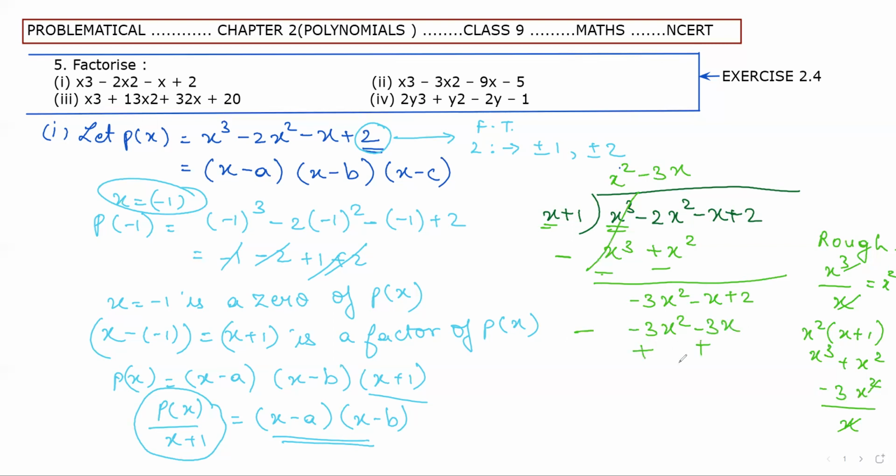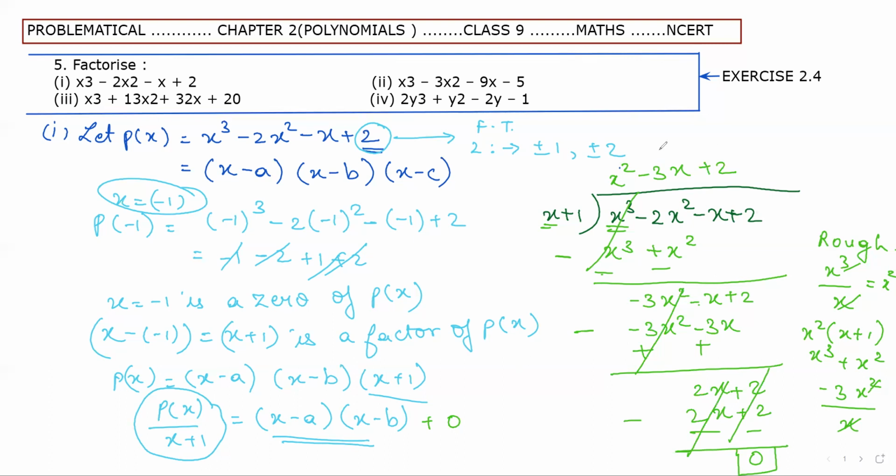Subtracting, change the sign of the second. First term gets cancelled. Minus x plus 3x will give you 2x plus 2. Now, if you divide 2x by x, you will get 2. 2 multiplied by x is 2x, and 2 multiplied by plus 1 is plus 2. Subtraction, sign change, this cancelled, and 2 minus 2 is also cancelled, so your remainder is 0. You will always get a 0 over here if the denominator g of x is a factor of p of x. So you will never get a remainder. Your remainder will always be 0.